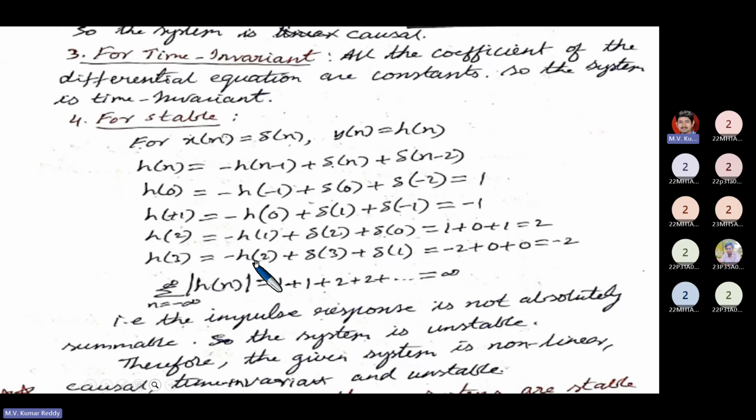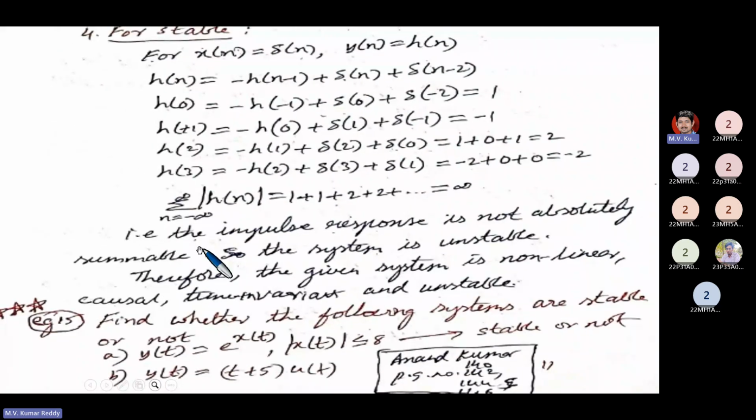Next h of 3, minus 2. So here h of 2 is equal to 2. Put this value here, minus 2. Minus 2 plus delta of 3, 0. Delta of 1, 0. Minus 2 plus 0, 0, that is minus 2. So whenever we are progressing to infinity, these values are 1. Okay. 1 plus 1 plus 2 plus 3, it will be infinity. So that is the impulse response is not absolutely summable.